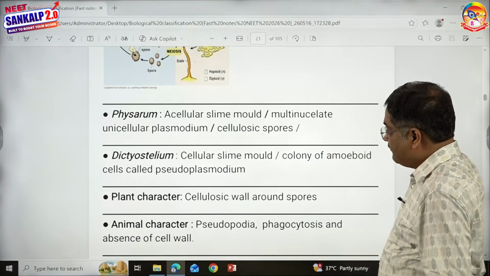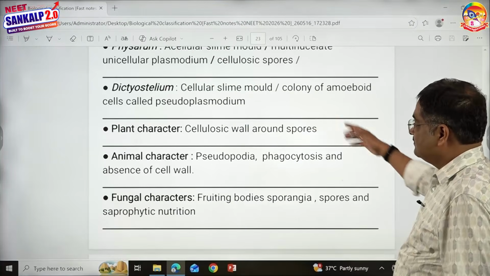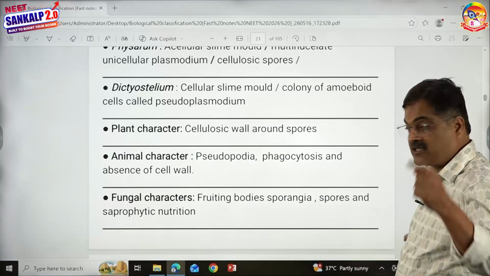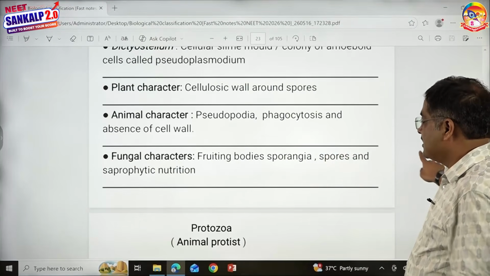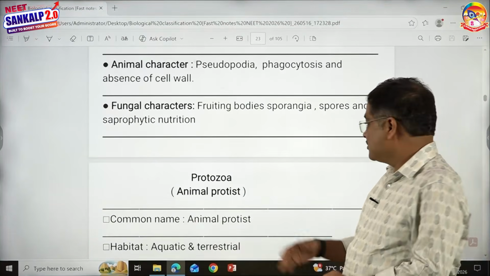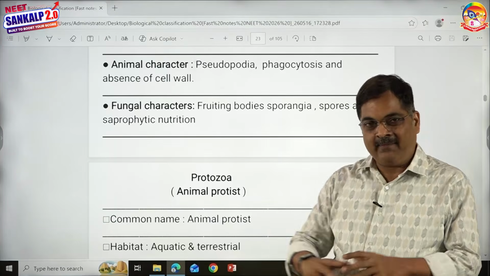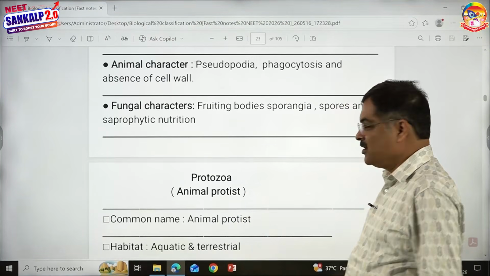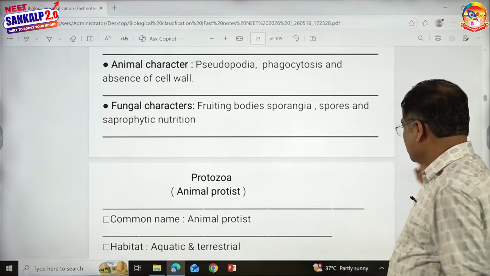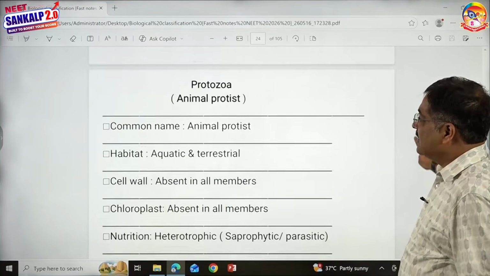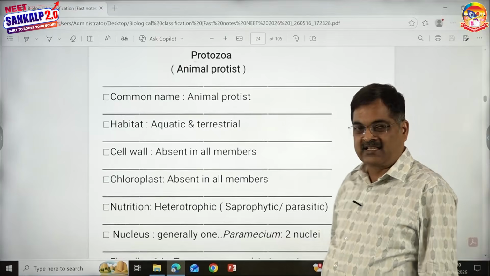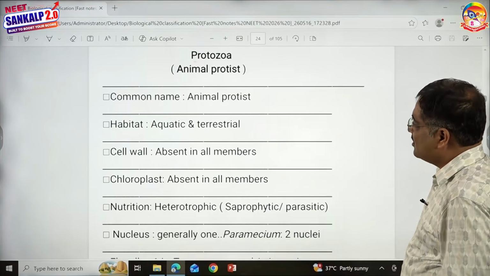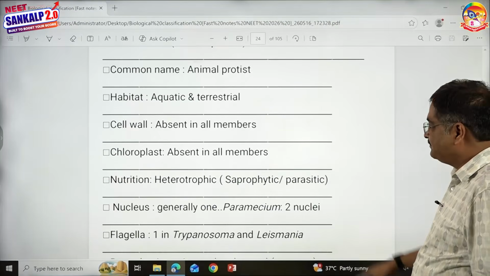All right. So plant characters, animal characters, I told you: pseudopodia, absence of cell wall around plasmodium; fungal characters, fruiting bodies, etc. Then I talk about protozoans, animal protist. I'm associated with plants, so I don't want to discuss much about protozoans. Let your zoology master talk more about it. But because it is there in our biological classification, we'll be just touching and going away from it. Common name, animal protist; habitat, aquatic and terrestrial.